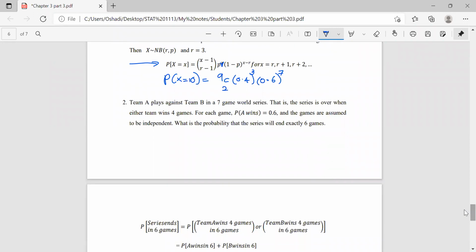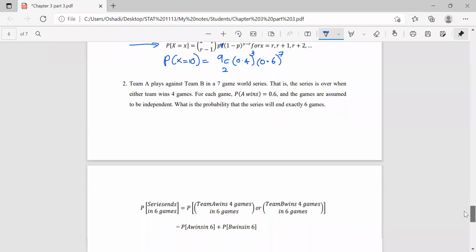So, we want to find the probability that the series will end in exactly 6 games. Right? So, here we have 2 cases. Right? So, when we write the probability that the series ends in 6 games, either team A could win 4 games in 6 games, or team B could win 4 games out of 6 games.